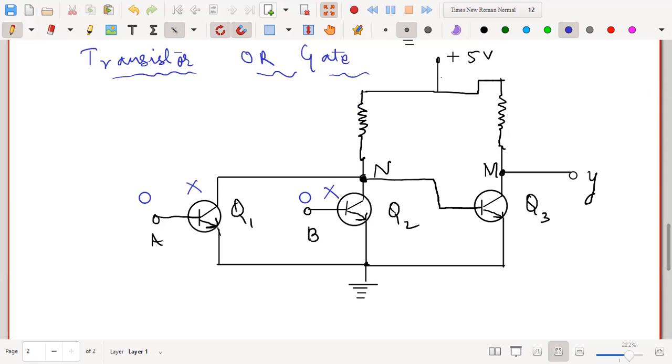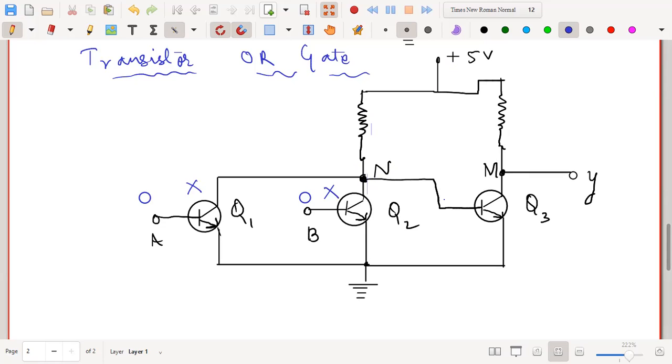Now what happens? In this case, the point N will be driven to a positive potential actually. Nothing will be dropped here because the circuit is not complete. If the current flows through this one to the ground, then the voltage would be dropped here. But in this case, since the current cannot flow through these two transistors to the ground, the transistors Q1 and Q2 will not work, and then whatever is the potential applied, that potential will appear across N. That means the point N is at a positive potential.